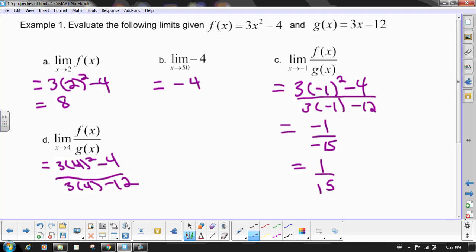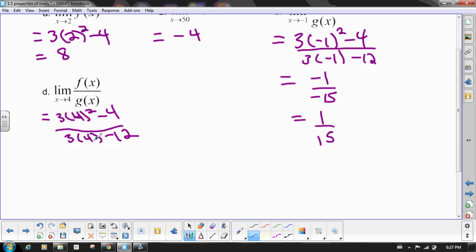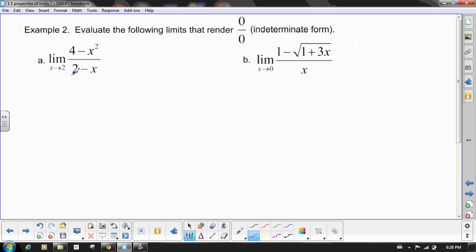So at this point you should be saying, uh-oh, wait a minute. 4 would be a vertical asymptote for this function, so there shouldn't be a limit. And when we do our math, we are going to get 44 over 0. So therefore, this limit doesn't exist. So none of these represented the indeterminate form because we didn't get 0 over 0. We got actual values.